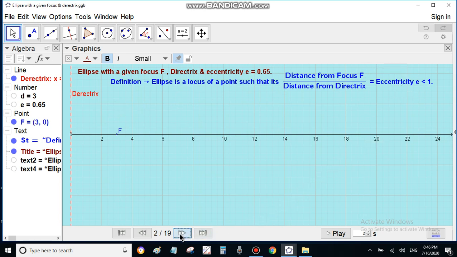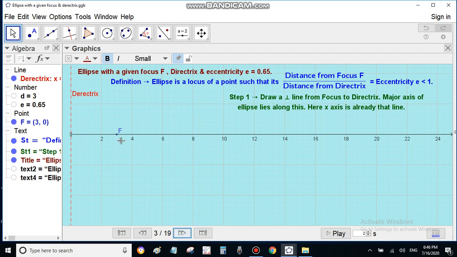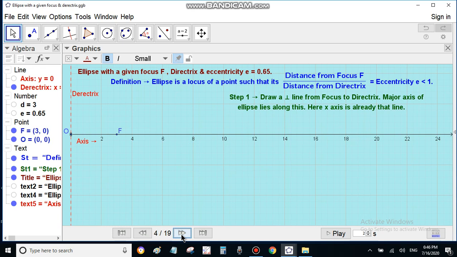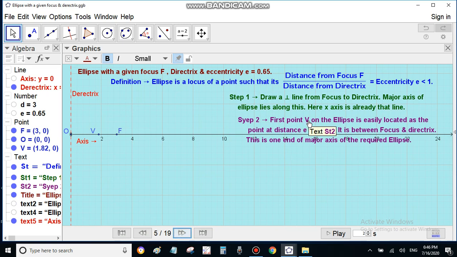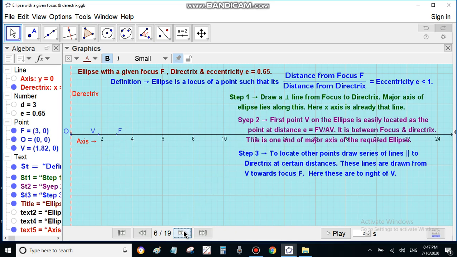Okay. Now first thing we do is we drop a perpendicular from here to the directrix. It is already there as x-axis, so we don't have to do any other construction. Now first point, this is the axis. Now first point V, or the vertex of ellipse, which is lying beyond this focus, can be easily located as FV divided by OV. So you will see that this distance divided by OV is going to be equal to E.